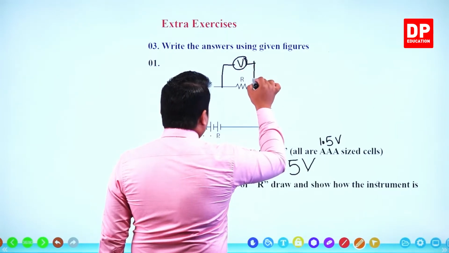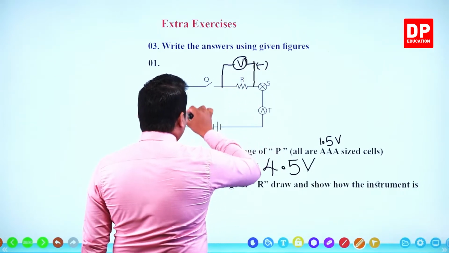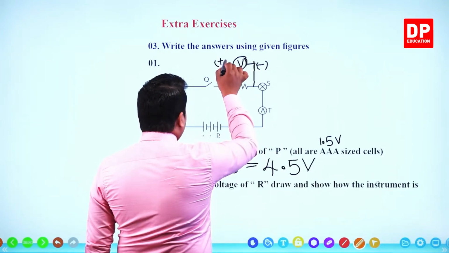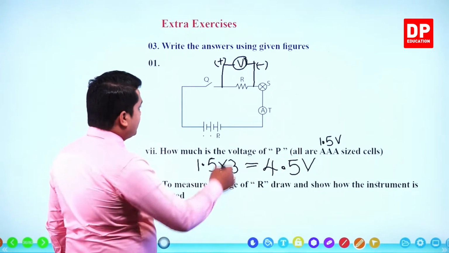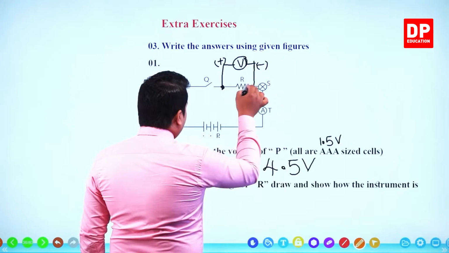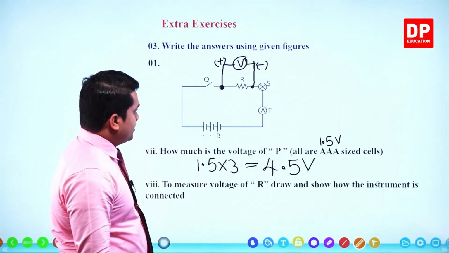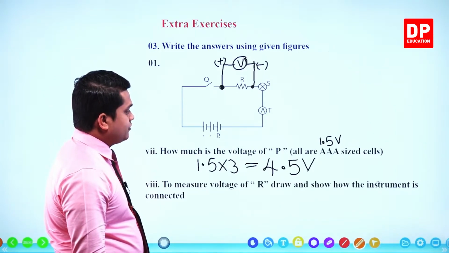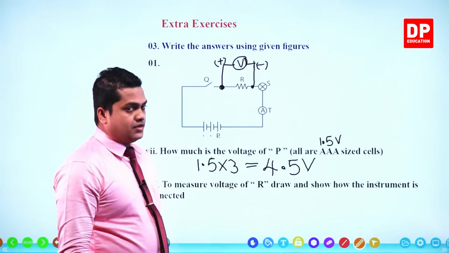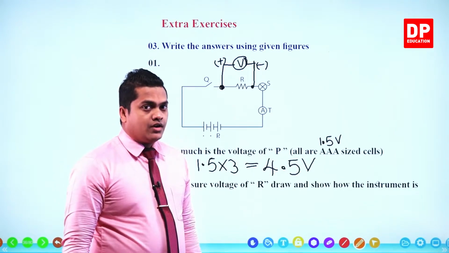And this terminal should be negative. This terminal should be positive. Right? It should directly be plugged into the two terminals of R. So this is how to measure the voltage of R by using the voltmeter.